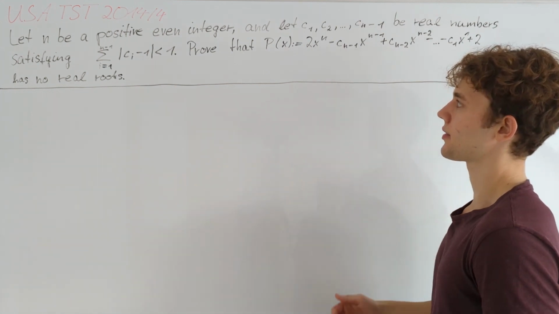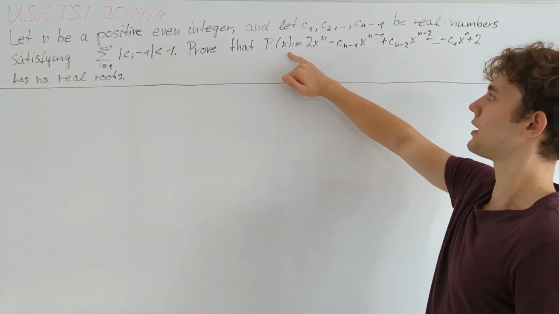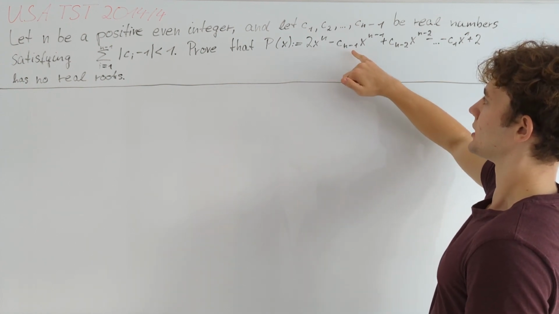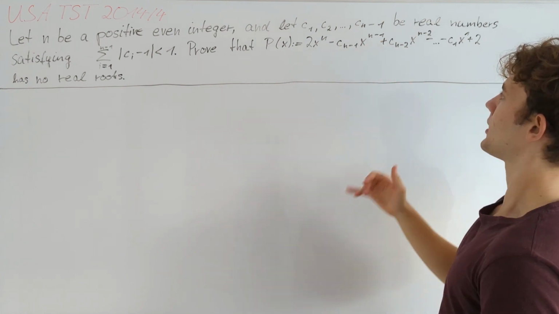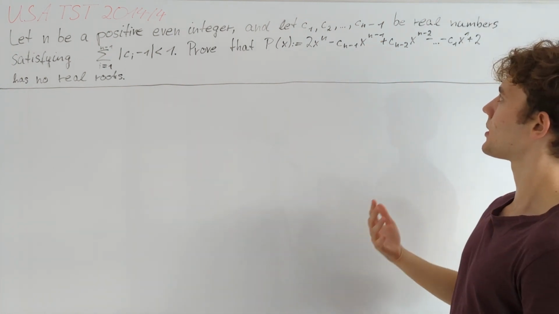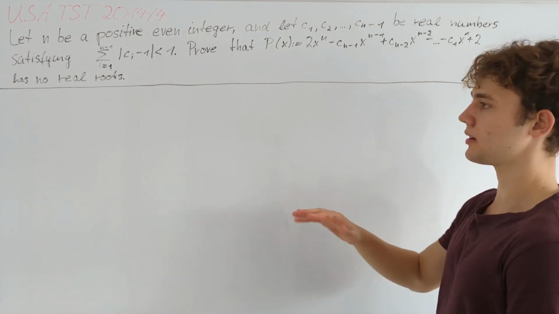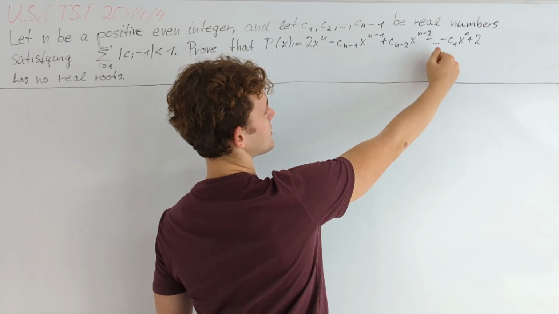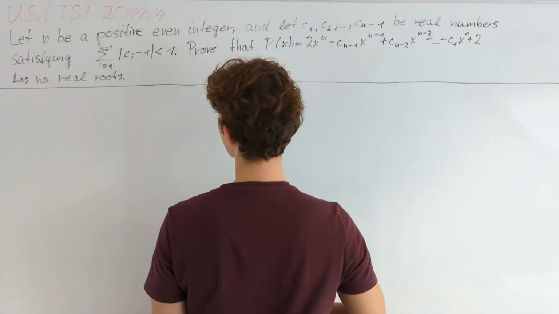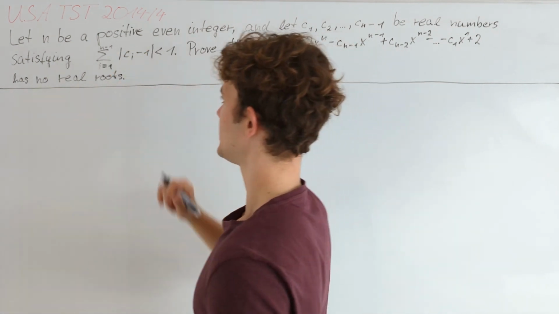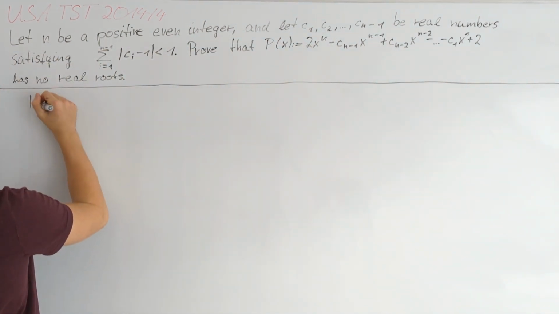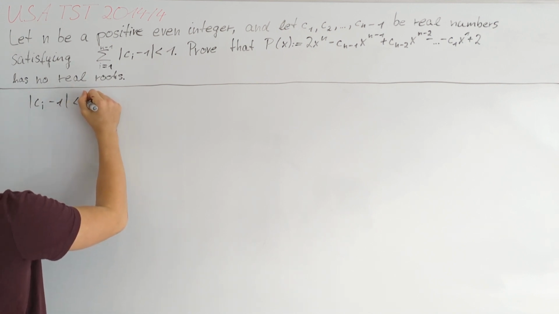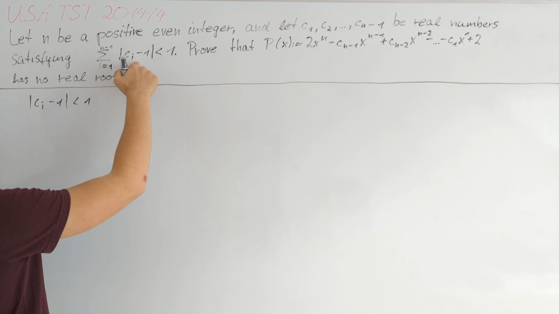We shall prove that the polynomial p of x, which is defined to be equal to 2 times x to the power of n minus c_{n-1} x to the power of n-1 plus c_{n-2} x to the power of n-2 minus and so on, alternating signs, up to minus c_1 x to the power of 1 plus 2, has no real roots. This condition tells us that c_i minus 1 has absolute value less than 1 because each of those terms is at least 0.